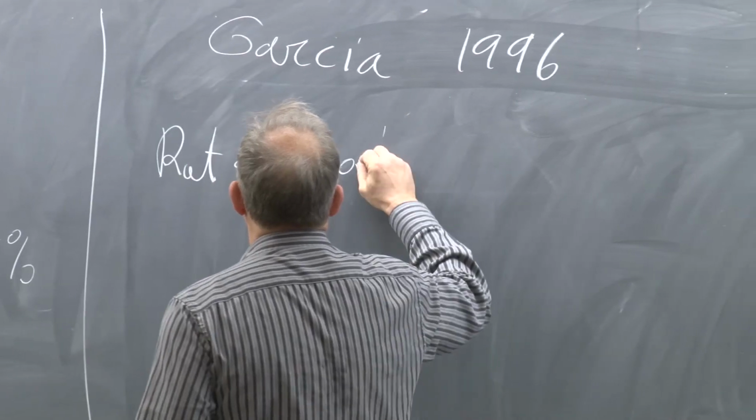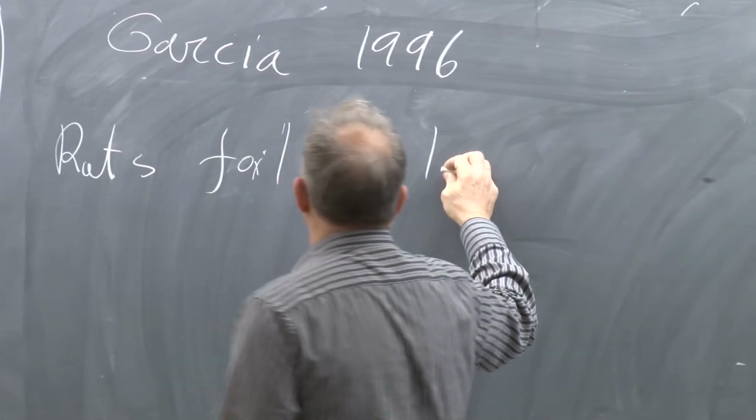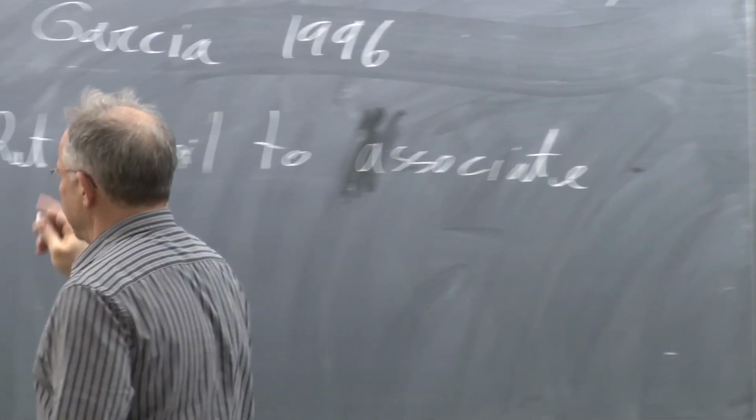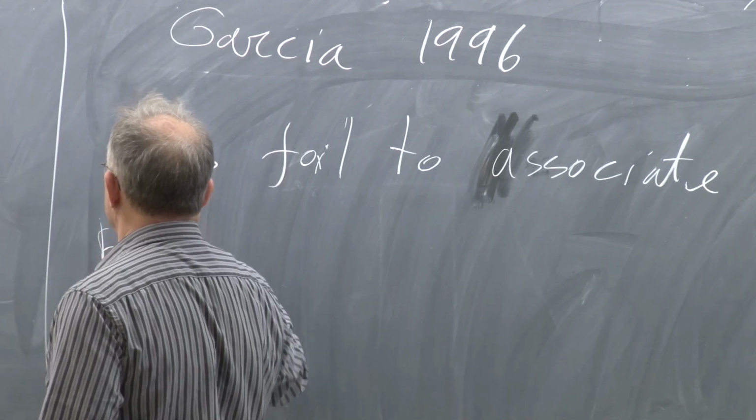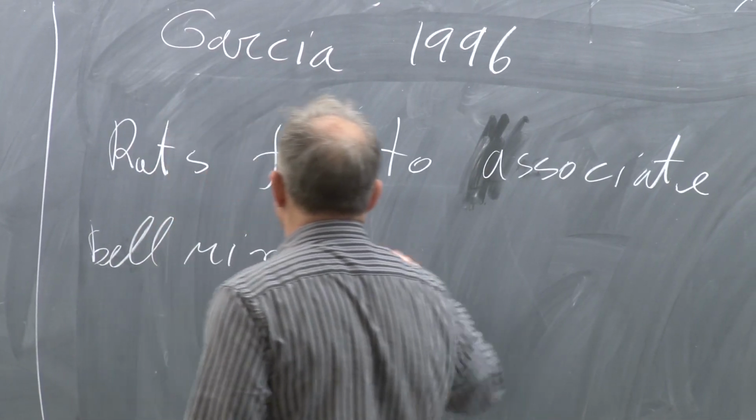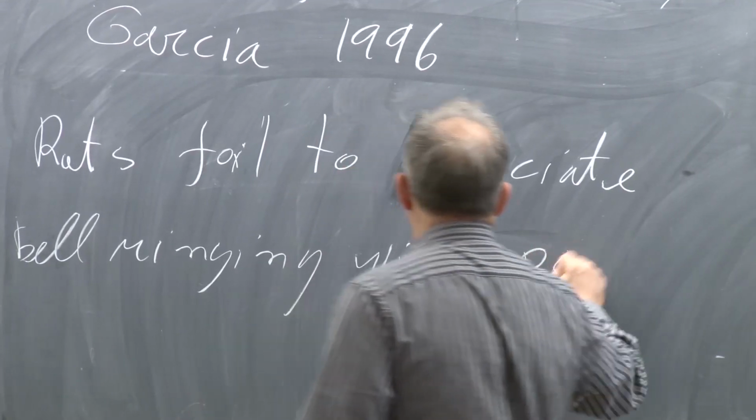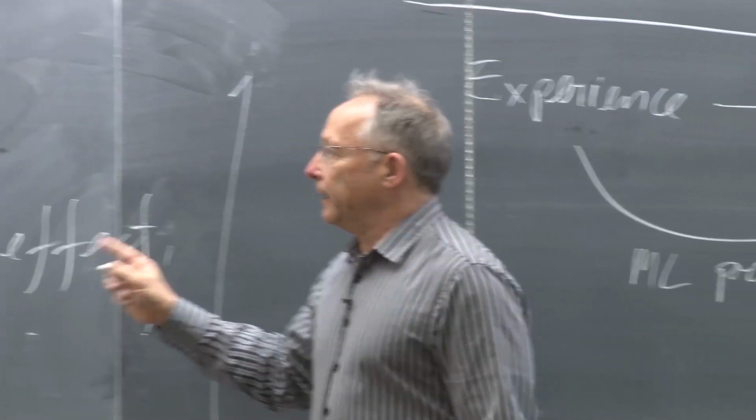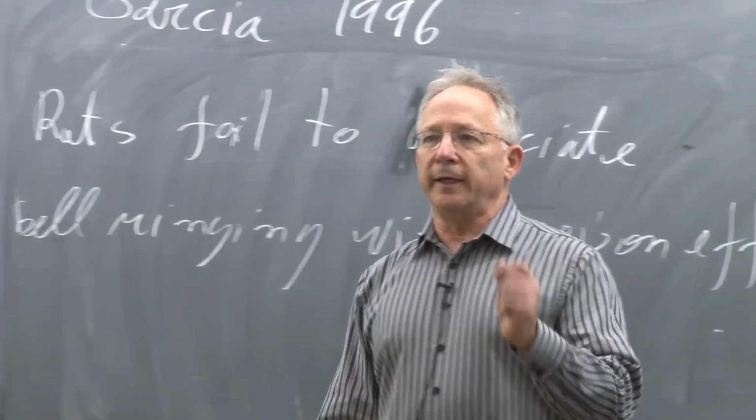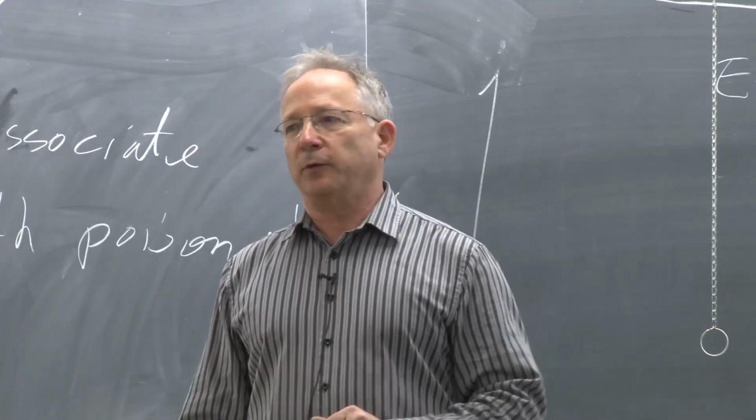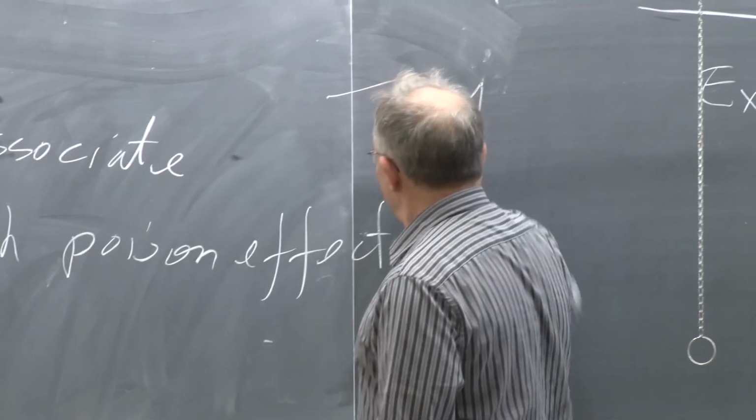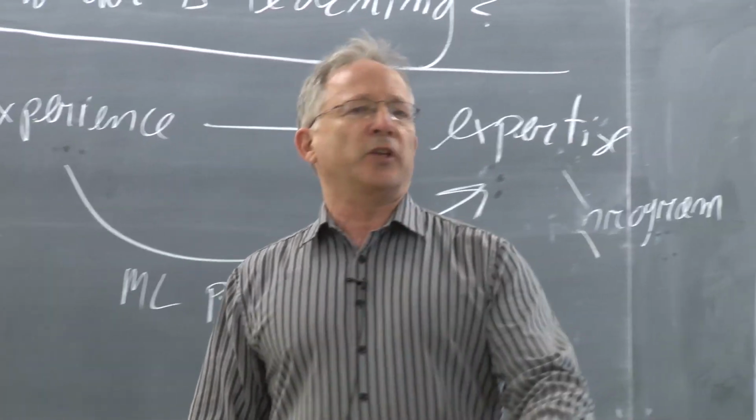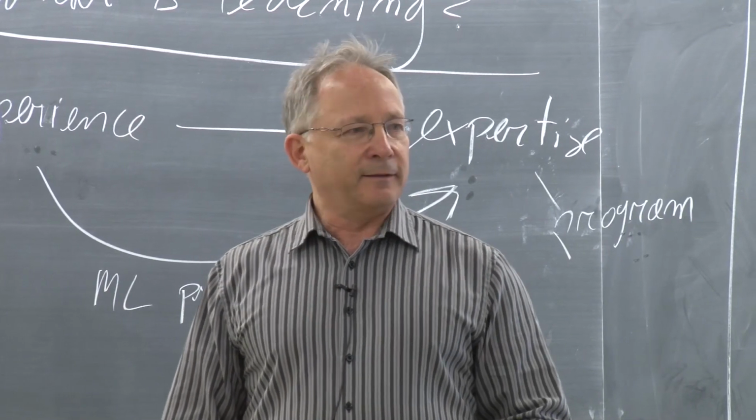fail to learn to associate the bell ringing with the poison effect. Again, the key here is they only were exposed to it once, but they failed to learn. And we try to understand, why would they fail with the bell, but they succeed when the food has a different shape or different smell? And yes?